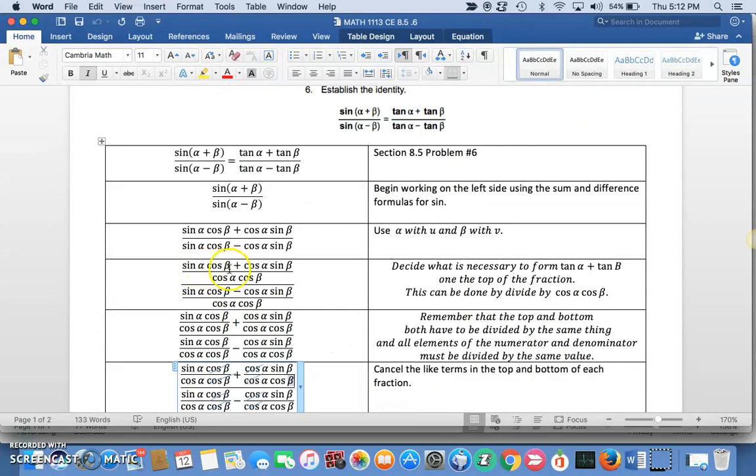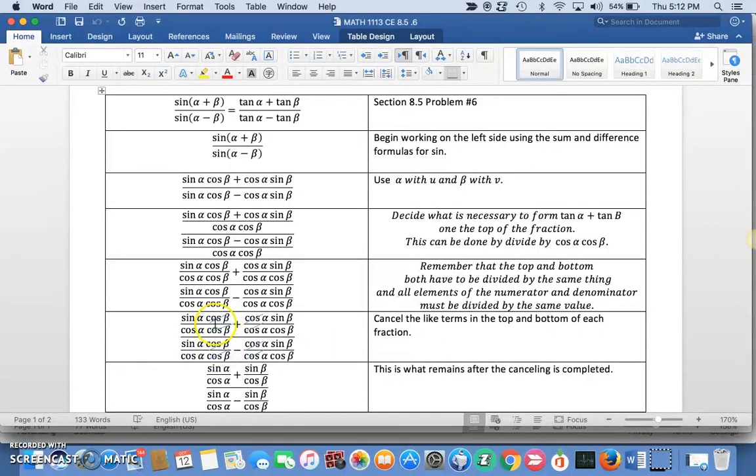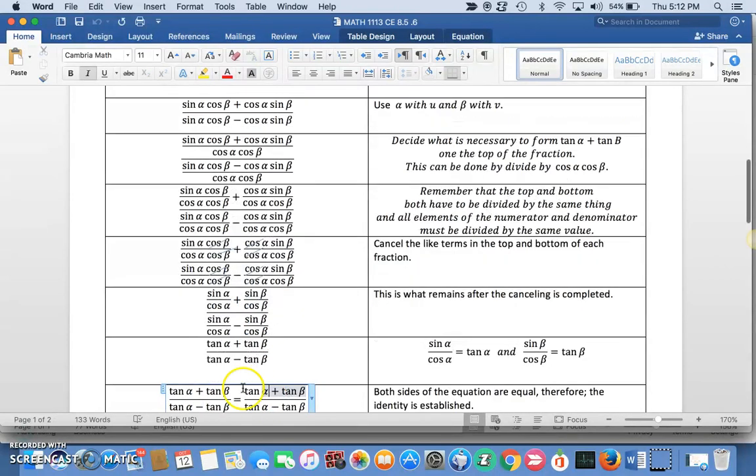So keep in mind that everything on the top of each fraction is divided by that denominator. So you kind of have 4 little division problems. And when you divide, if they have common factors, you cancel them out. So those cosine betas cancel, and then the cosine alphas cancel on top, and the same basic thing happens on the bottom. So once you've done your canceling, on the top you have sine alpha over cosine alpha and sine beta over cosine beta. On the bottom you have sine alpha over cosine alpha and sine beta over cosine beta.